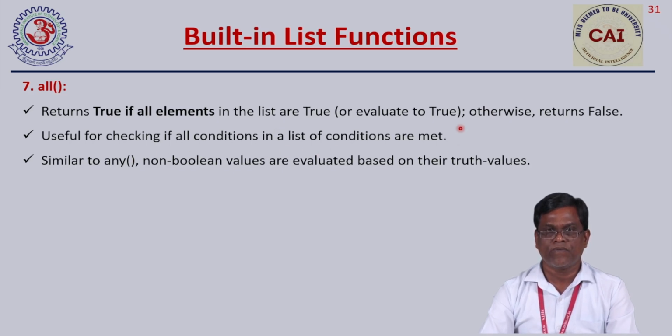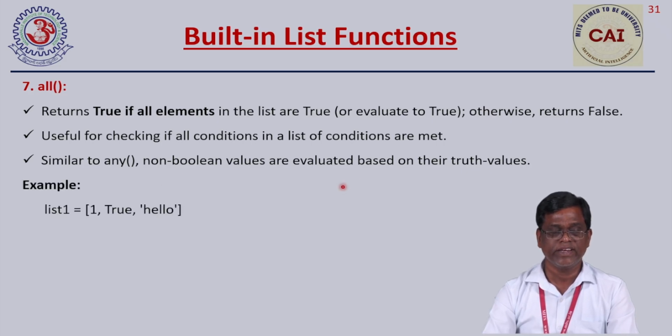That means if all the values represent a truth value, and you apply this function, then it will return true, otherwise it will return false here. So it is similar to the any function whenever it is dealing with non-Boolean values. And here is the example.